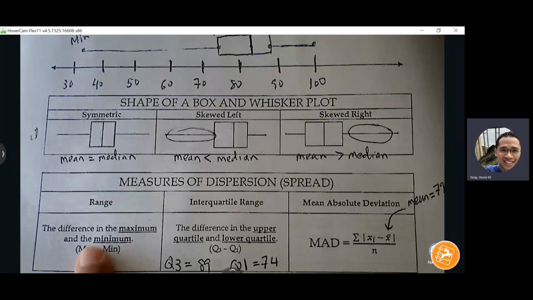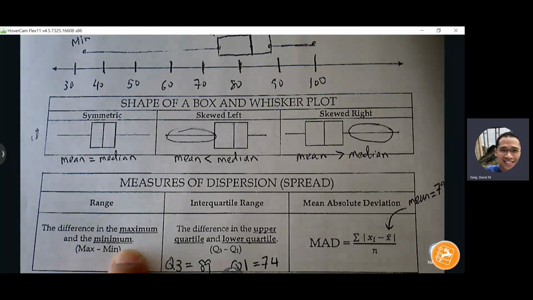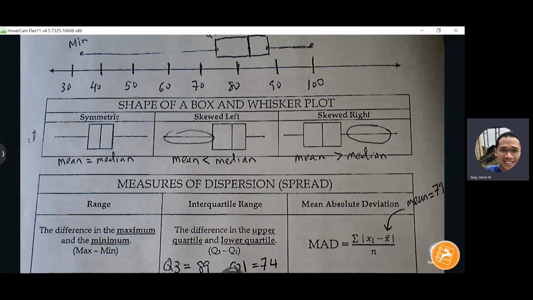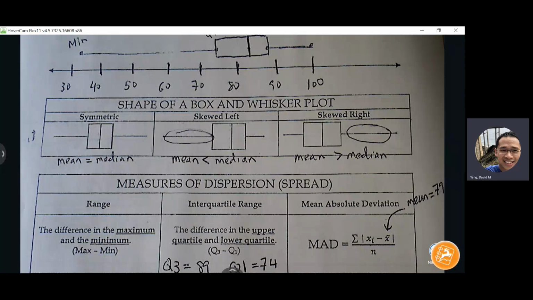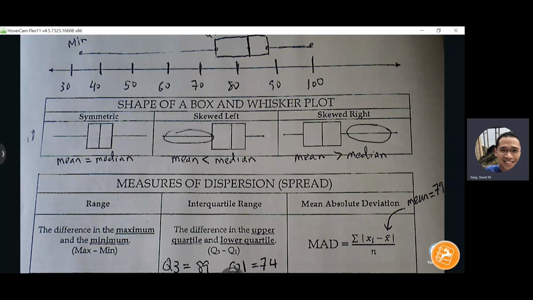Right, so range is the difference between your maximum and your minimum values. So it's just your highest minus the lowest. So your max value minus your minimum value. Okay, it tells you how far apart your lowest and highest numbers are.